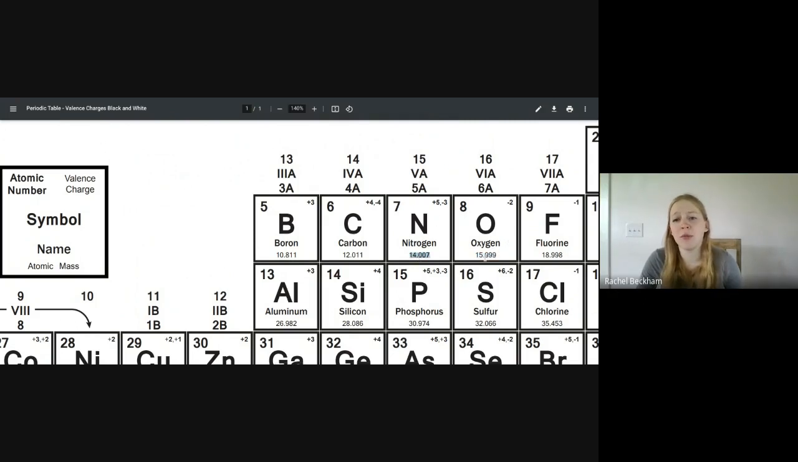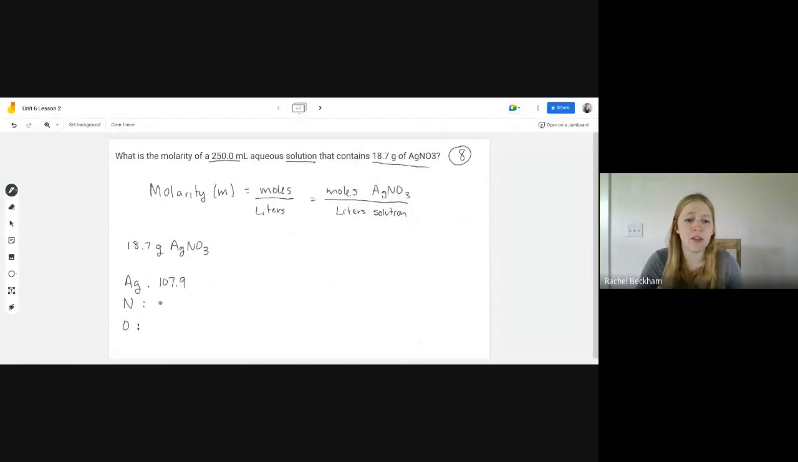So we're looking at the numbers on the bottom, and we're going to go over here and write that down. So 14 and 16. If you notice, there are 3 oxygens because it says AgNO3. So we need to do 16 times 3. Because I don't memorize stuff like this, I need to multiply that myself. That's going to be 48.